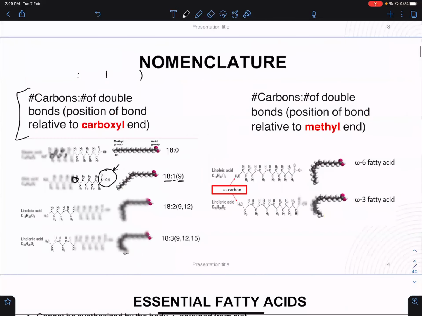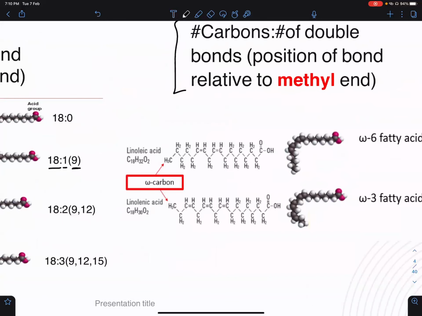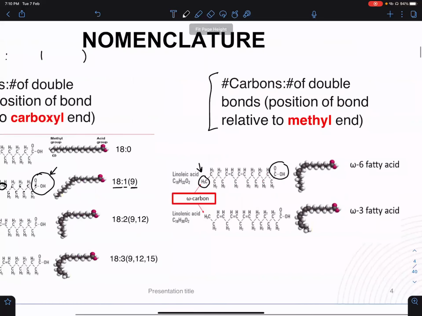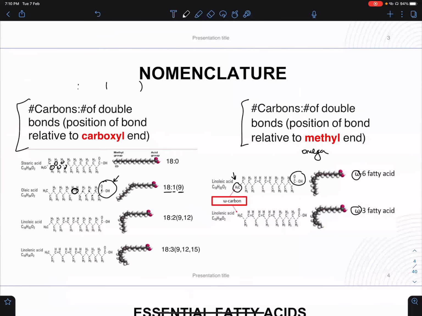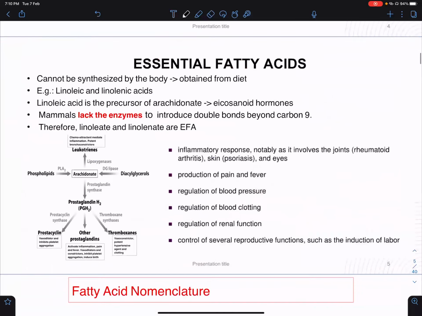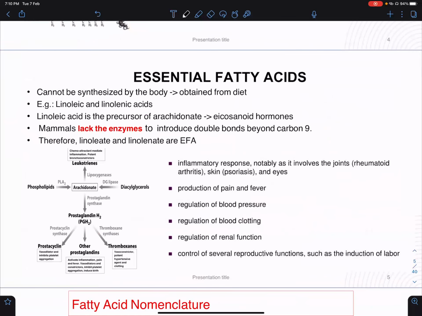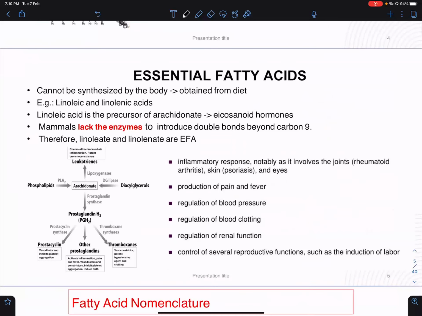And so on. The second method, which is this one right here, is the same thing. The only difference is that instead of counting from the carboxyl end, we count from the methyl end. So instead of counting the carbons from here, we count from this end right here. Everything else is just the same. This one is called the omega naming system. This symbol right here is the omega. So any questions so far? Crystal clear, thank you. Okay.